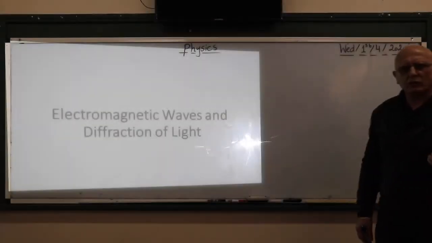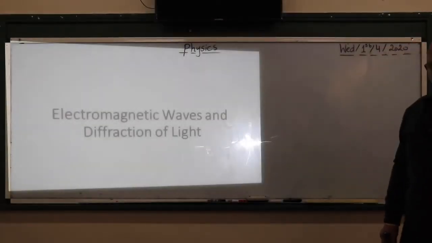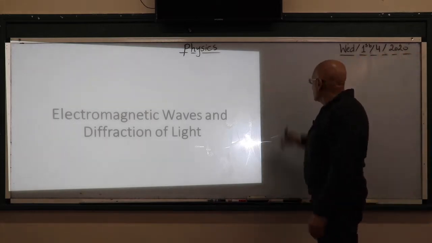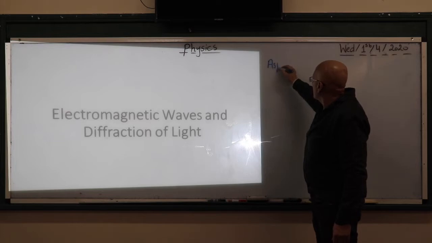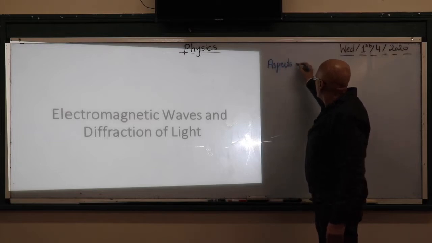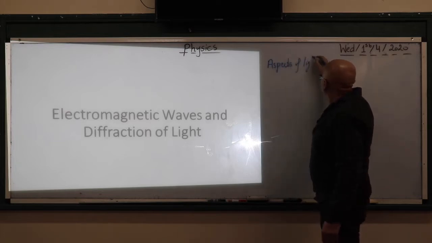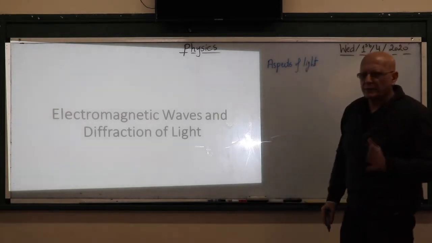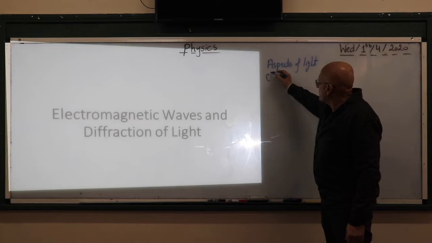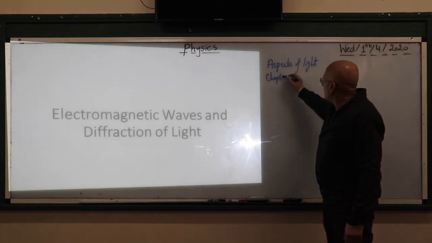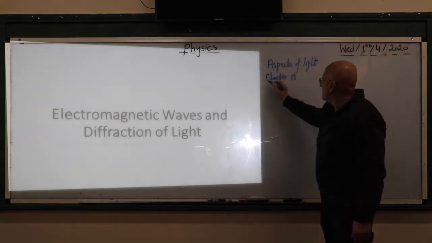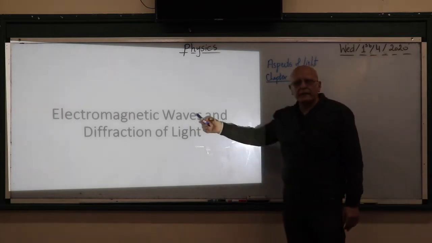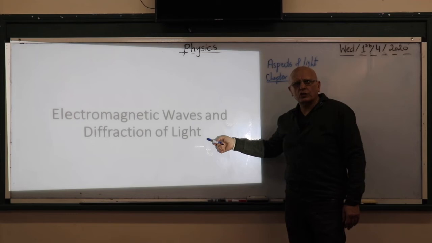Now we are going to start with Unit 3 that talks about aspects of light. And the first chapter of this unit is chapter 13 in your book. Chapter 13 talks about electromagnetic waves and diffraction of light.